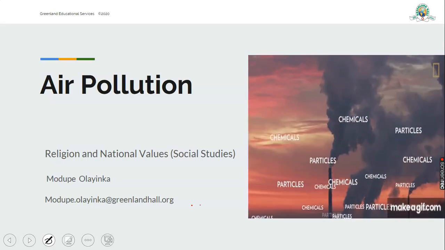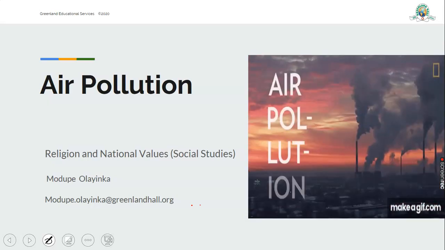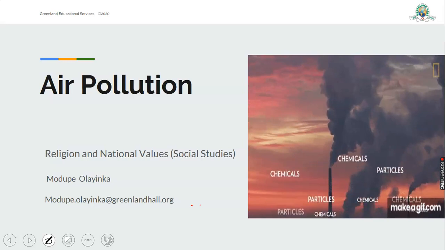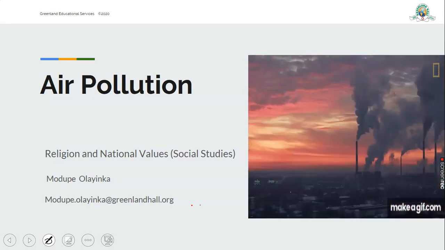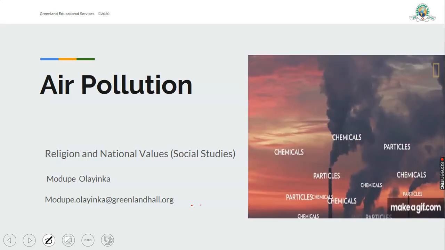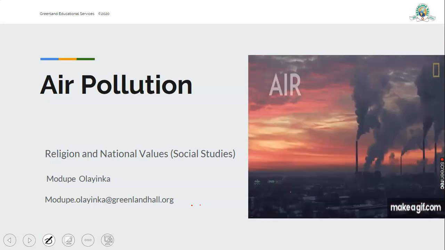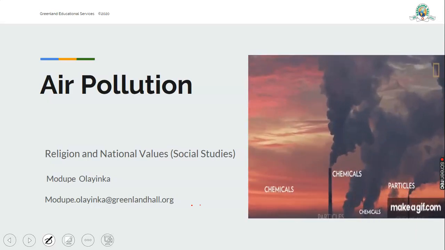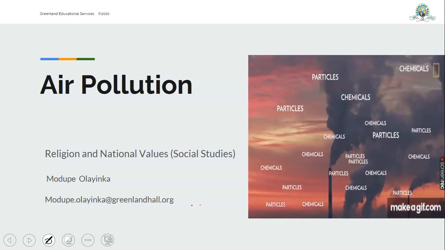I told you when I started the topic that environmental pollution is in 4 categories. Can you mention them? Land, which is the first one we did, followed by noise pollution, and then this one we're doing today, which is air pollution, and the last one we'll be treating next week will be water pollution. Good.